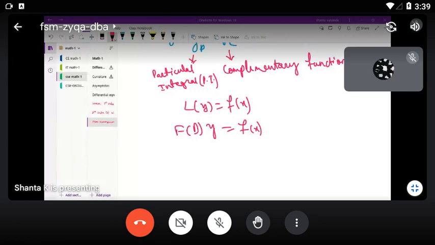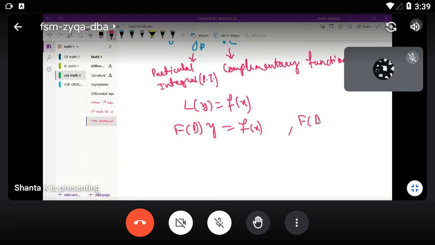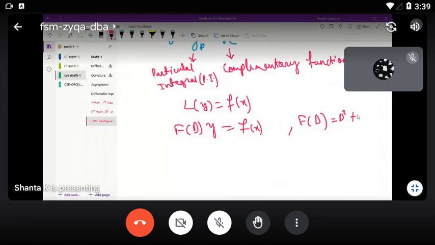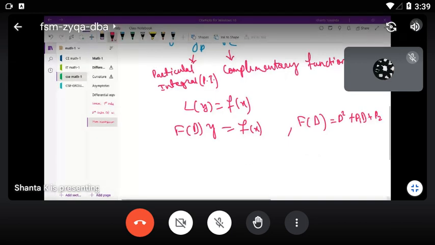So f of D, since we are considering the second order, you can say D squared plus p1 D plus any constant p2. And normally if you go for the nth order, it will be D^n plus p1 D^(n-1) and so on. Let's first do the second order, then we will go for the higher orders. You can simply extend the ideas.